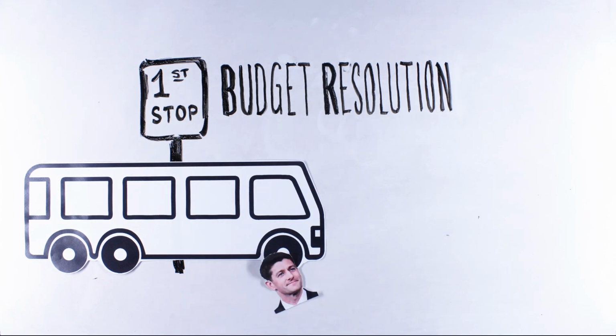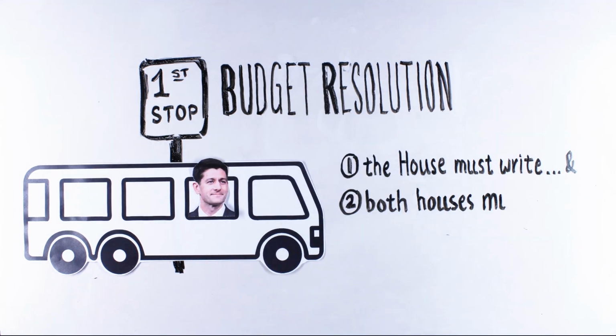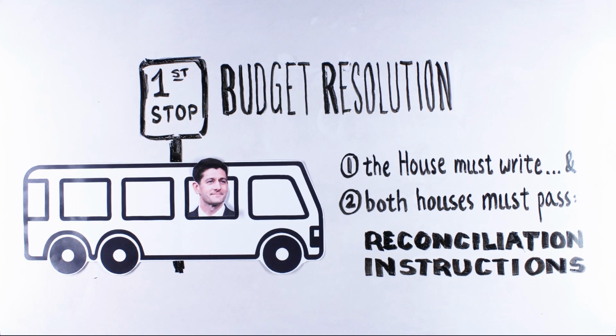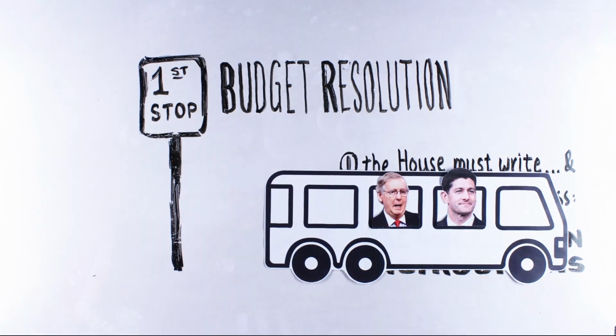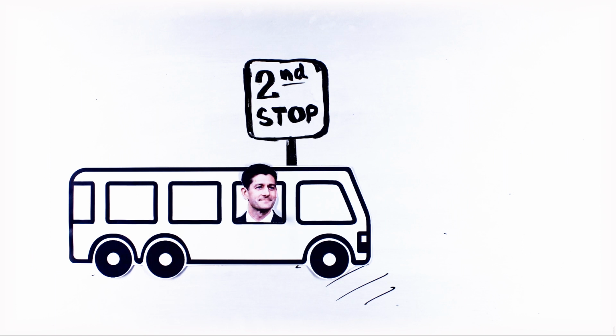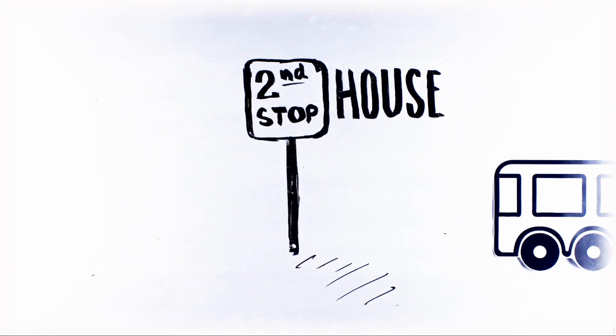Step 1, budget resolution. First, the House must write and both houses of Congress pass a set of rules called reconciliation instructions. These create guidelines for what the final reconciliation bill can include and how much money can be involved. Step 2, the actual budget bill is written in and passed by the House, just like any other bill.